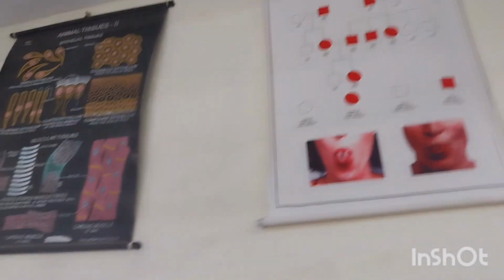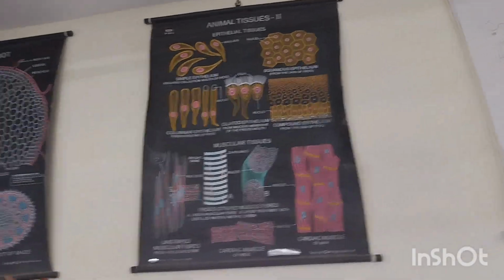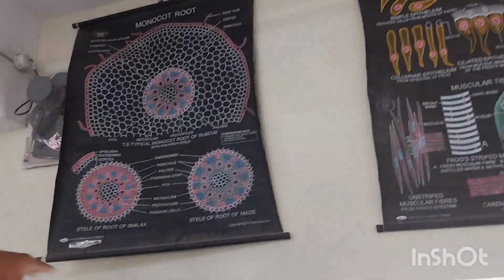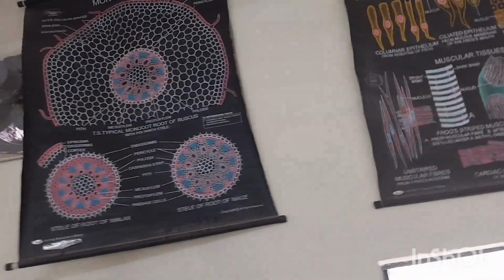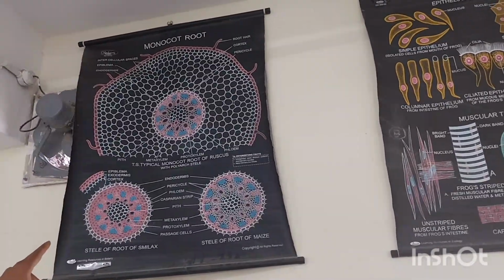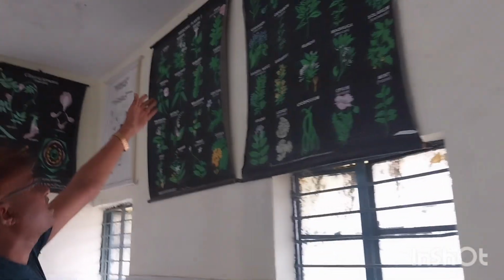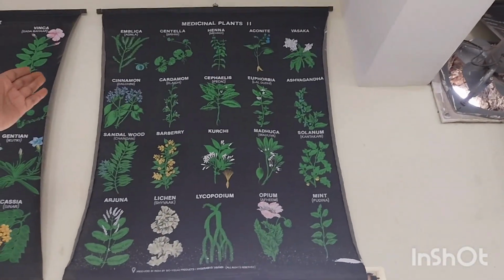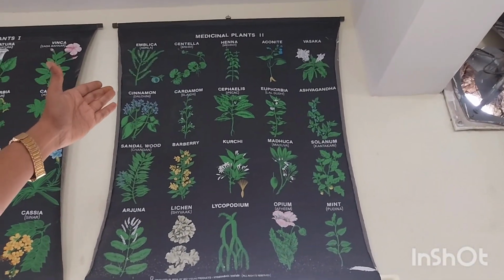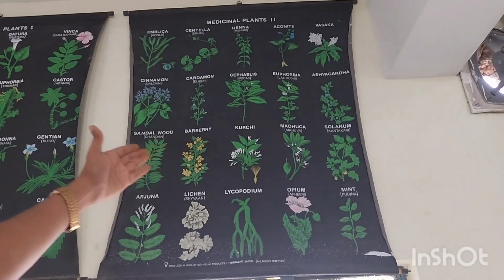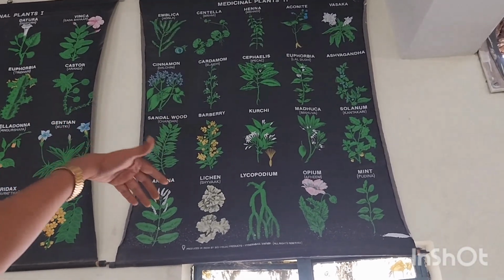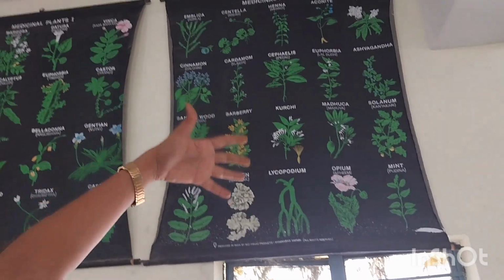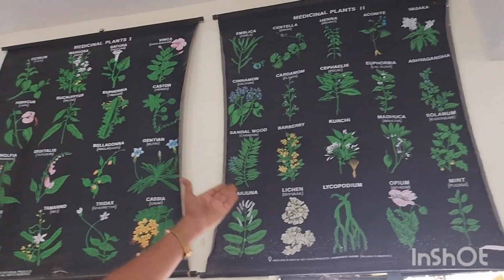Here animal tissue, different types of tissues in the animal, just like epithelial tissue, connective tissue, muscular tissues are shown here. Here is the internal structure of monocot root, what is present inside the root of the monocot plant, different parts, just like metaxylem, protoxylem, phloem. Here medicinal plant charts, different types of medicinal plants we can see here, just like Imli, Centella, Henna, we can see Mehendi, Aconite, Euphorbia, cardamom, we can say Ilaichi, cinnamon, Dalchini, these are all the medicinal plants here, Chandan plant, sandalwood, different types.